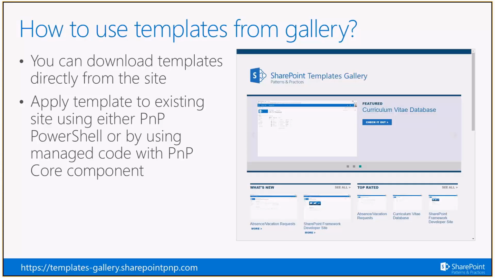So if you just want to consume these templates, you can just go to the site, download a template, or find what's relevant for you, download the template, and then apply the template to an existing site within your deployment using the PnP PowerShell or the PnP core component. If you're more an IT pro or an end-user driven person, you probably use the PnP PowerShell, and we're going to show you that one in practice. Or if you are a developer, you can absolutely implement slightly more complex scenarios with the PnP core component as well.